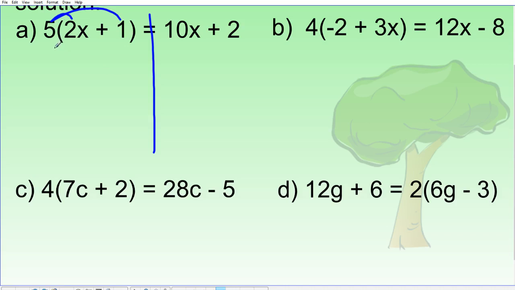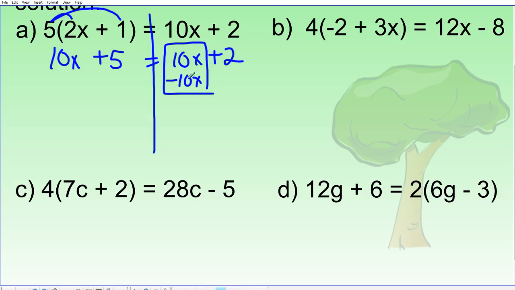So 5 times 2 is 10x. 5 times 1 is 5. Okay. Copy down the rest of the problem. I cannot combine like terms here. I cannot combine like terms here. So I get rid of the variable on the right. And since it is a positive 10x, when I subtract 10x on both sides, wait a second. These both cancel.